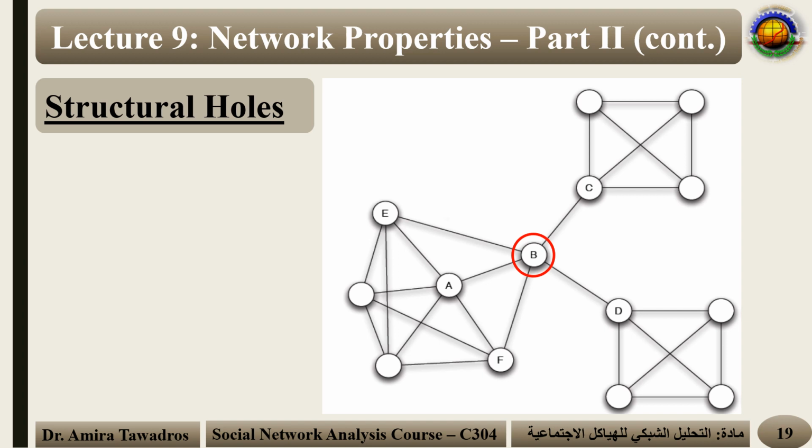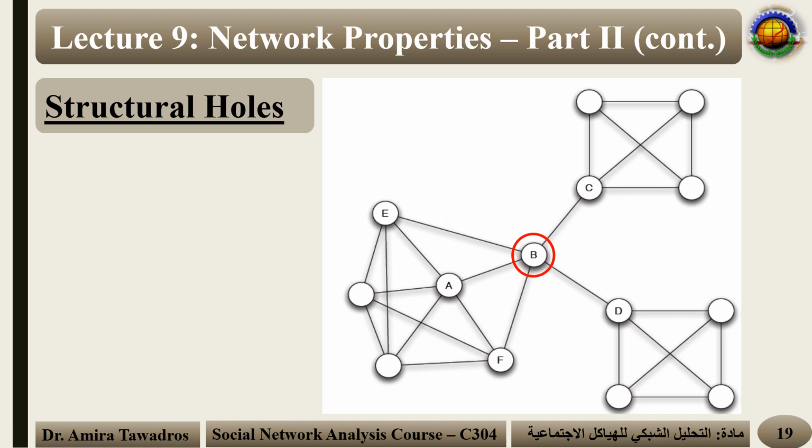First, B has an early access to information that originates in multiple non-interacting parts of the network. And second, B's position is at the interface between non-interacting parts, which gives him the opportunity for novel ideas. And third, B invests its energy between different groups instead of concentrating its effort or energy in the same group.